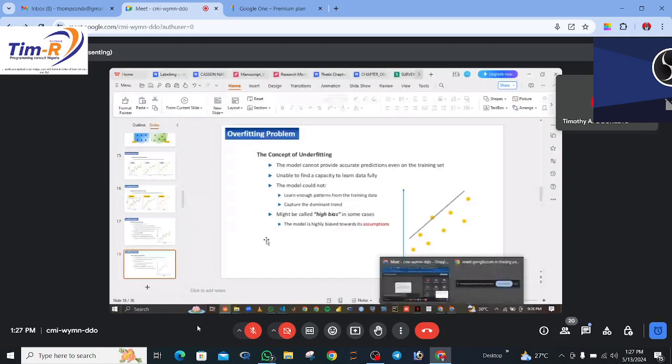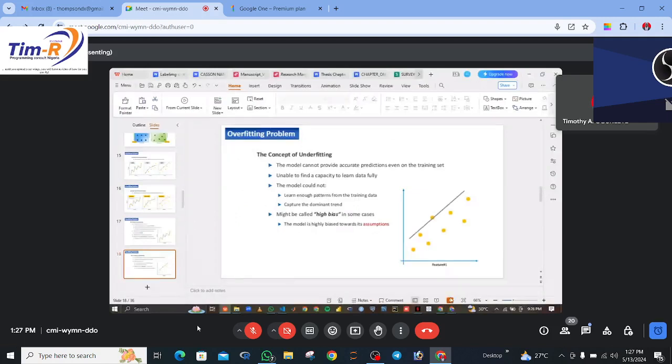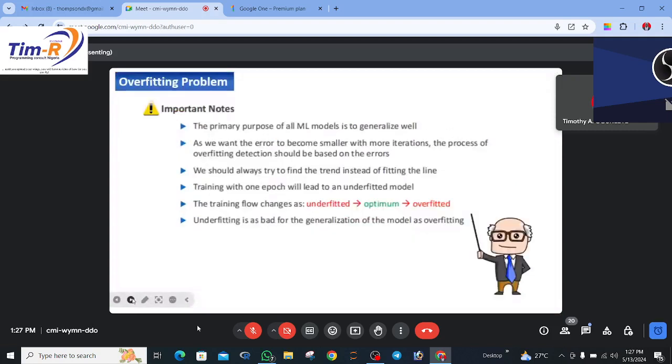I think we still have time. Yes, we do, sir. Okay. Another thing to note is that the primary purpose of all machine learning models is to generalize well. As we want the error to become smaller with more iterations, overfitting detection should be based on the errors. We should always try to find a trend instead of fitting the line. Note that training with one epoch will lead to an underfitted model, so the number of epochs also determines if a model will be underfitted or overfitted.